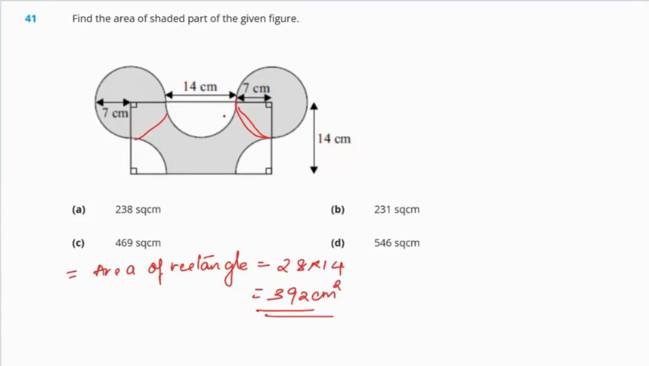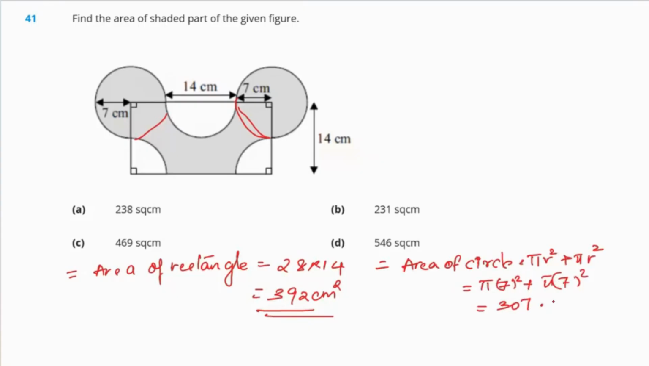Now we have two circles with radius 7 centimeters. So area of circle, which is equal to two circles, so pi r square plus pi r square, which is equal to pi into 7 square plus pi into 7 square, which is equal to, we will get approximately the value 307.72 centimeters square when we add these two areas of circle.